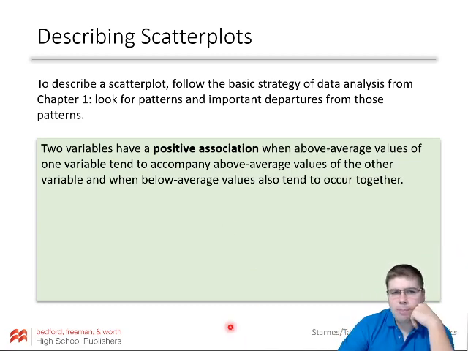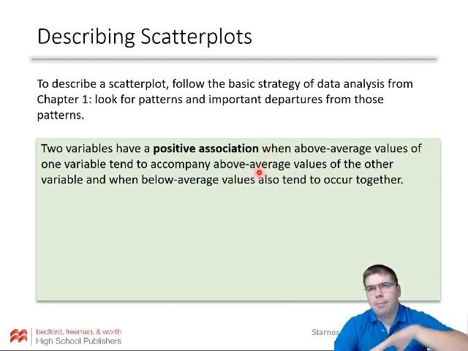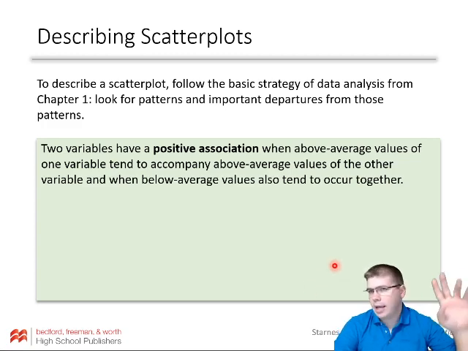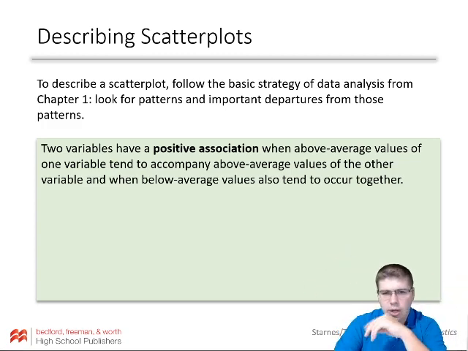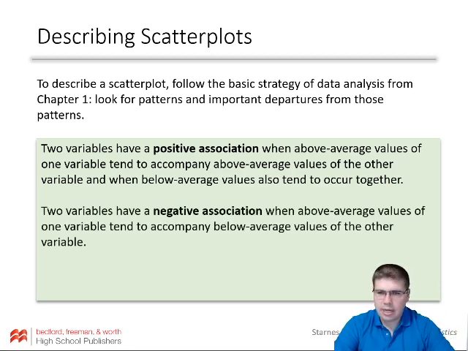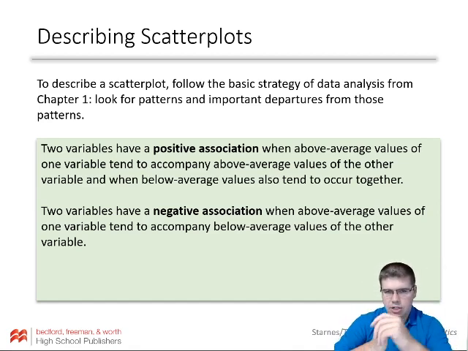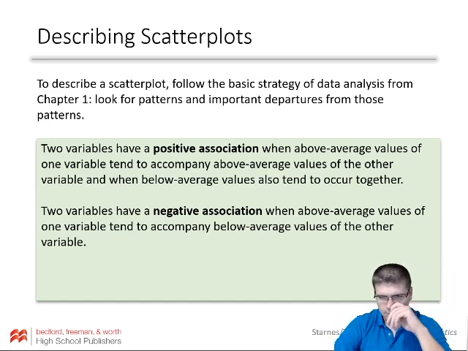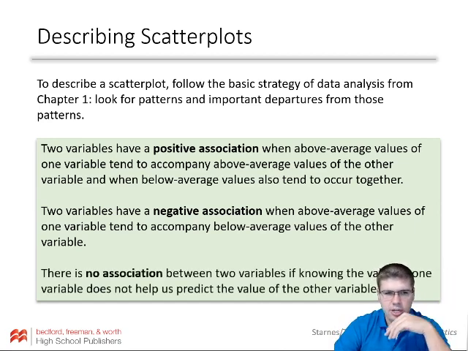So there's a positive association if they tend to go up, basically if higher values of x tend to go with higher values of y, and lower values of x tend to go with lower values of y. A negative association, if it's sloping downward, is if higher values of x go with lower values of y, and lower values of x go with higher values of y. And then we have no association if knowing one value doesn't help us at all in predicting the other. So that's one thing we want to look at, that pattern: the direction of the association.